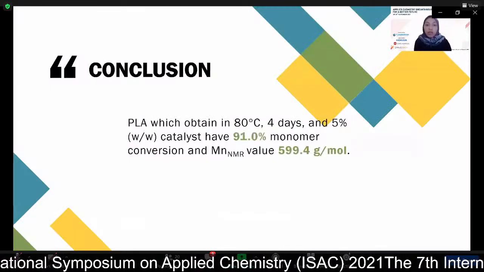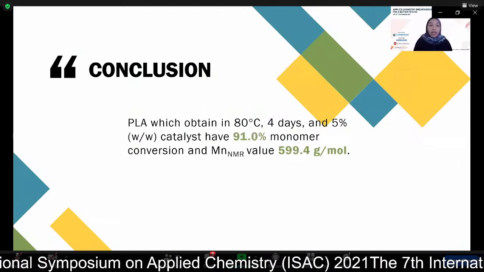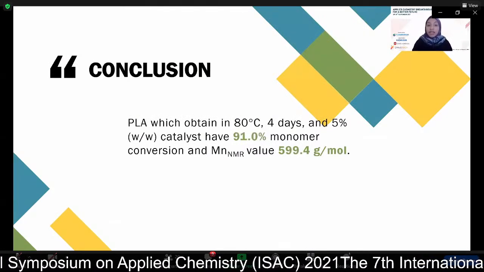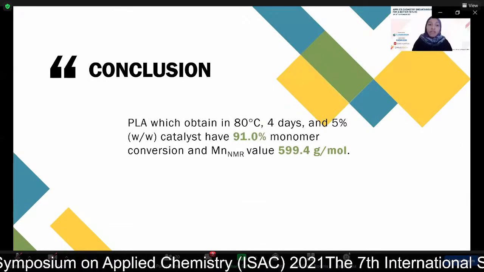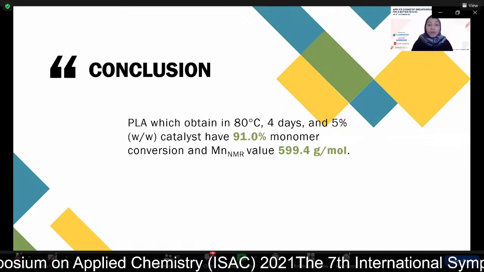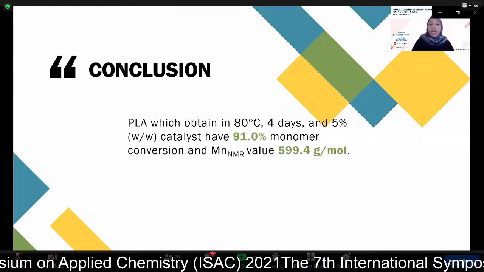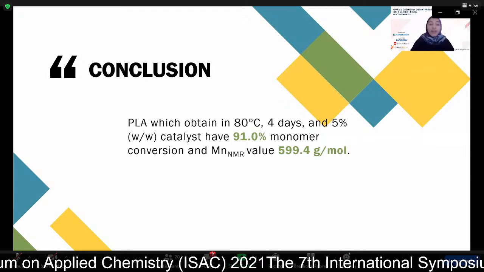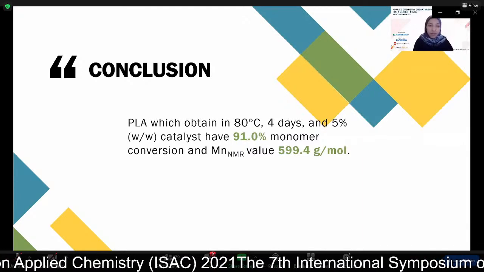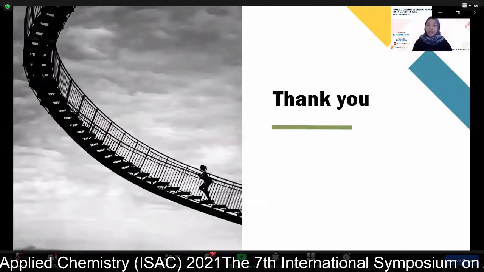So, we can conclude that PLA obtained at 80 degrees Celsius in 4 days, with the ratio of feed and catalyst at 5%, has 91% monomer conversion and the Mn NMR value is 599.4 gram per mole. That's all for me. Thank you so much.